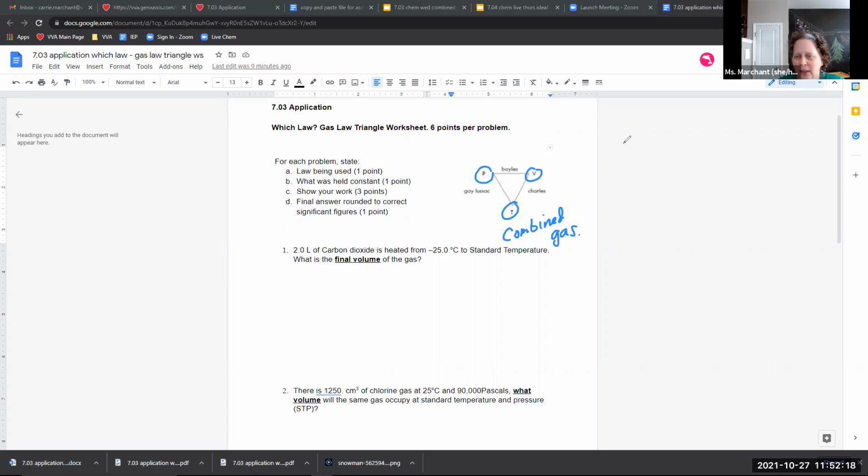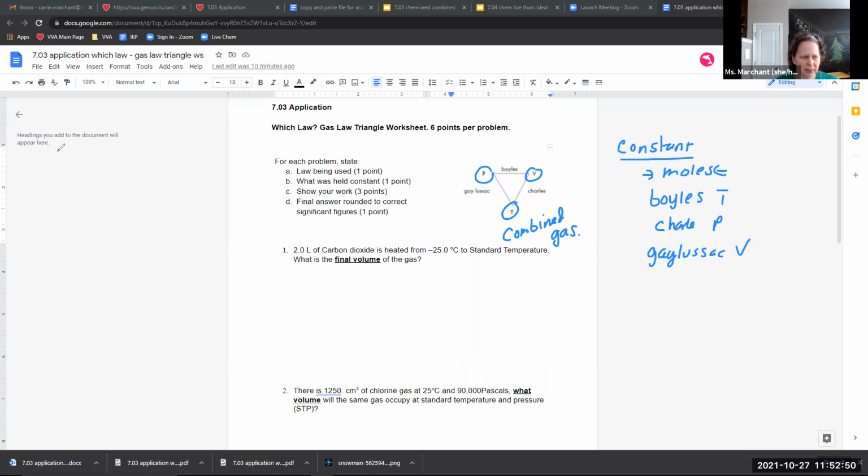Now in all of these problems, moles are constant. We didn't change how many grams or how many moles of the gas that we have. Okay, so the moles are always constant. And then for Boyle's, the temperature is constant. And for Charles, the pressure is constant. And for Gay-Lussac's, the volume is constant. So those are your constants there.